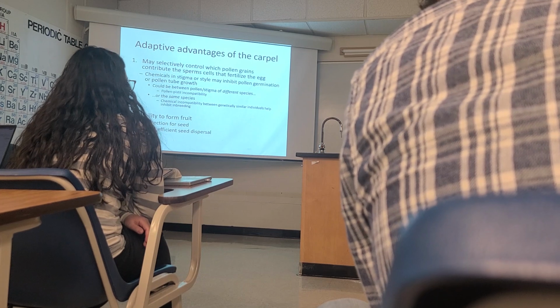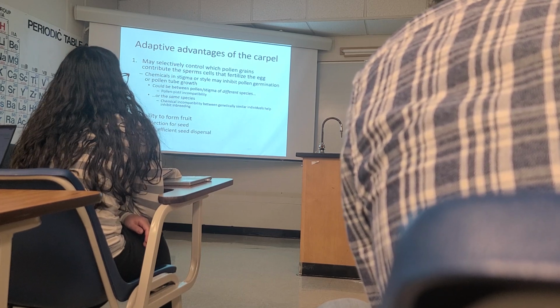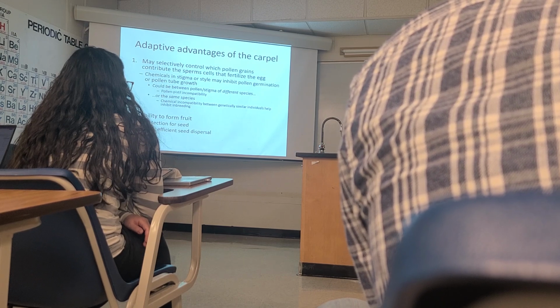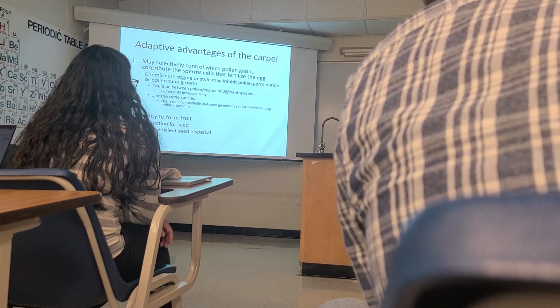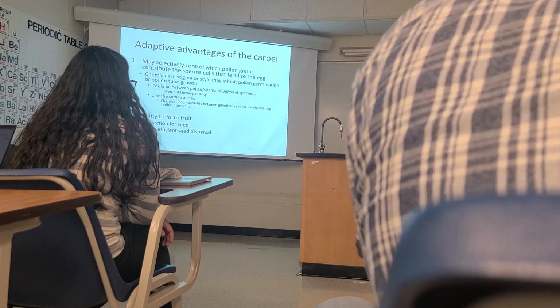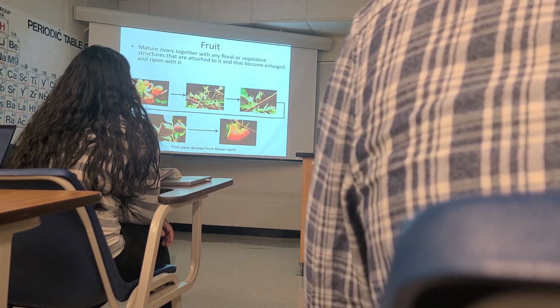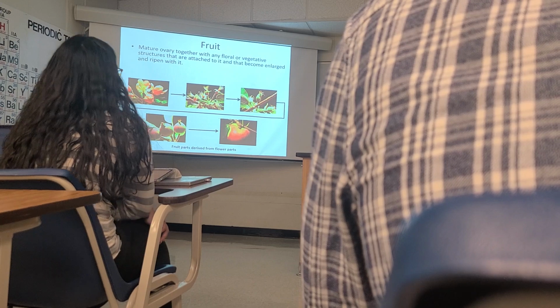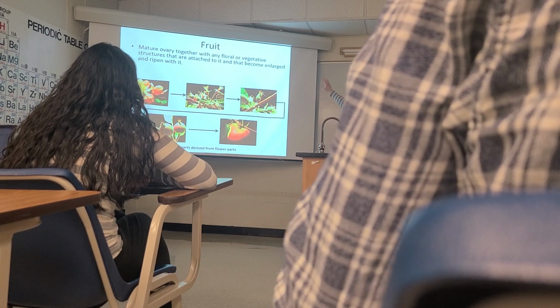How does it do that? Well, it can use animals, it can use water, it can use wind. It really depends. But sometimes parts of the fruits will be modified into structures that help them do this. So we should remember what a fruit is. A fruit is going to be a mature ovary, together with any floral or vegetative structures that ripen and enlarge with it, as it starts to grow into fruit.